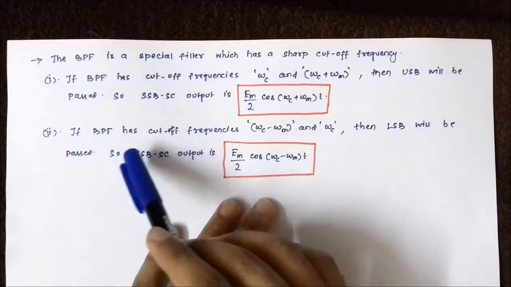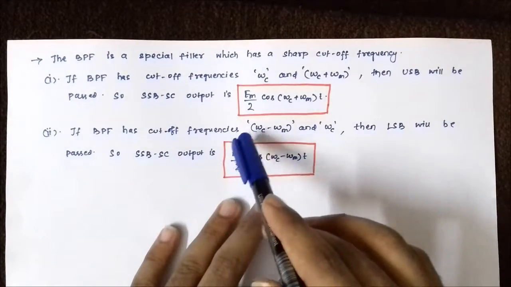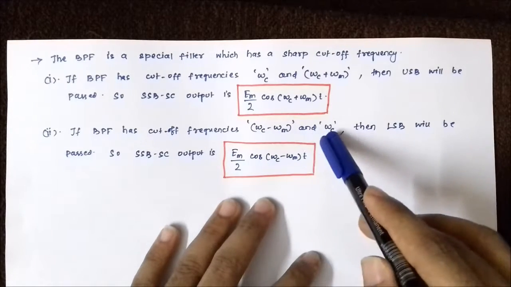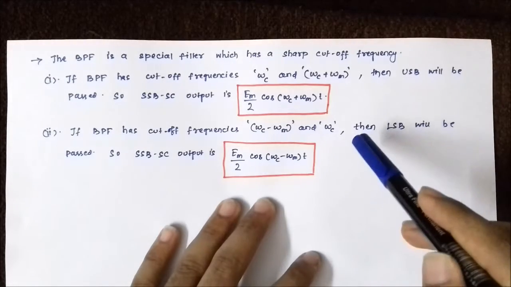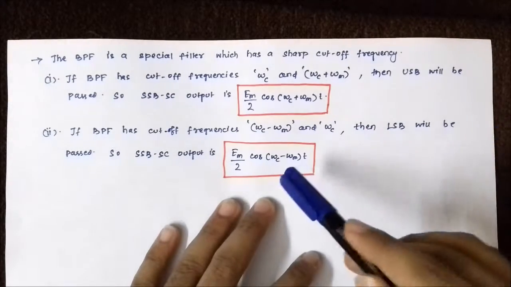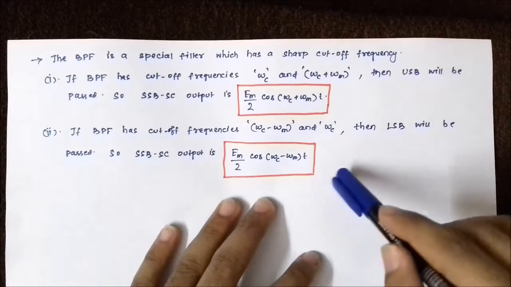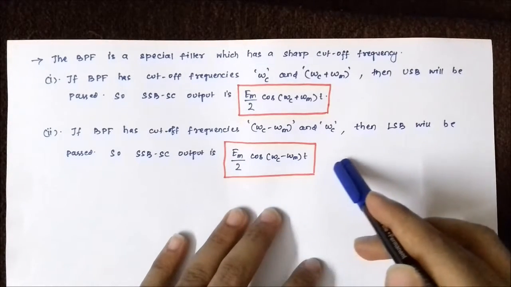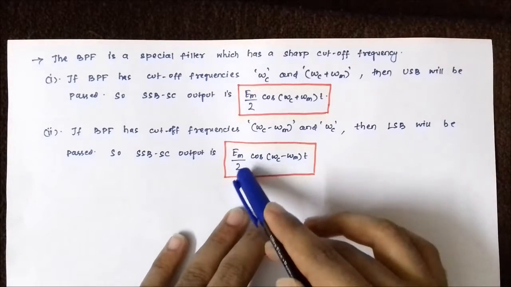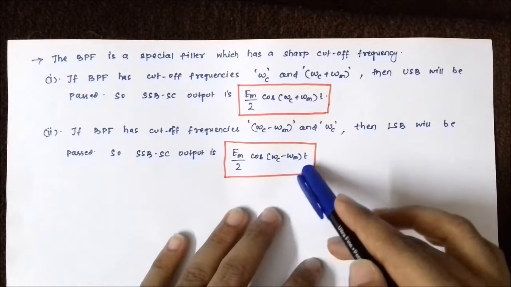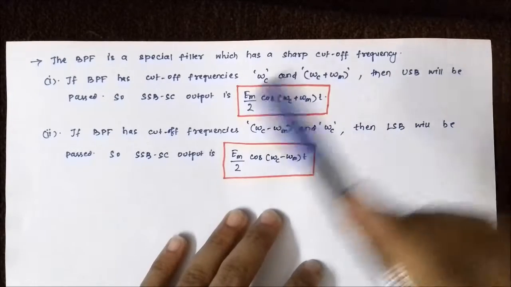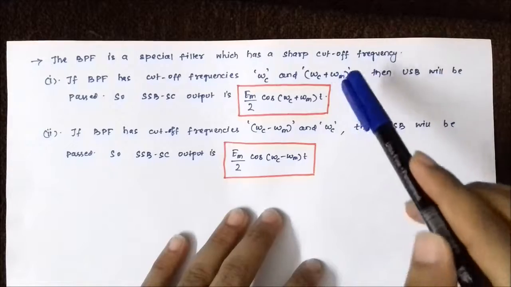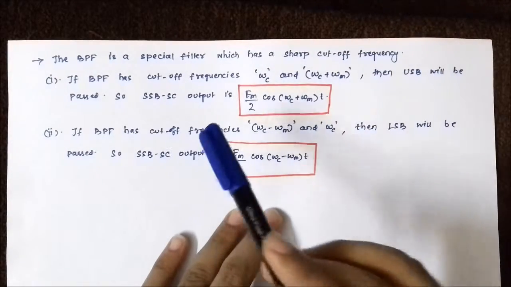Now if the band pass filter has cutoff frequencies, with the lower cutoff frequency omega c minus omega m and the upper cutoff frequency omega c, then the lower sideband will be transmitted and the upper sideband will be suppressed. So in that case, we have the lower sideband as the single sideband signal, that is Em by 2 cos (omega c minus omega m) t. So it all depends on the cutoff frequencies, the frequency range that we select for the band pass filter.